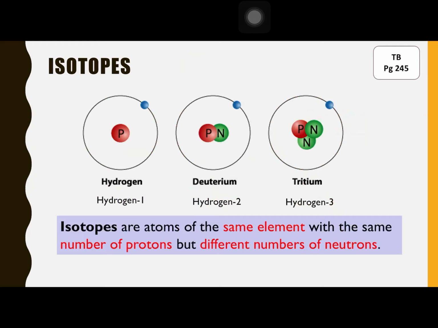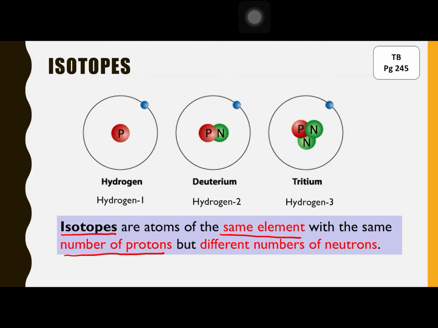Now we move on to isotopes. Turn to page 245 of your textbook. The second line at the top, you will see that isotopes have the same atomic number but different mass numbers. Now how is that the same as what I've written here? Isotopes are atoms of the same element with the same number of protons but different number of neutrons. Now, first thing you need to know is that isotopes are the same element. How do I know they're the same element? Because they have the same number of protons. Remember just now I told you that the number of protons determines what kind of element it is?